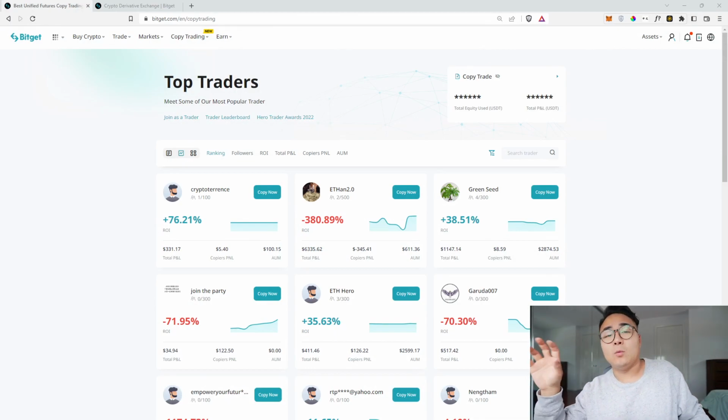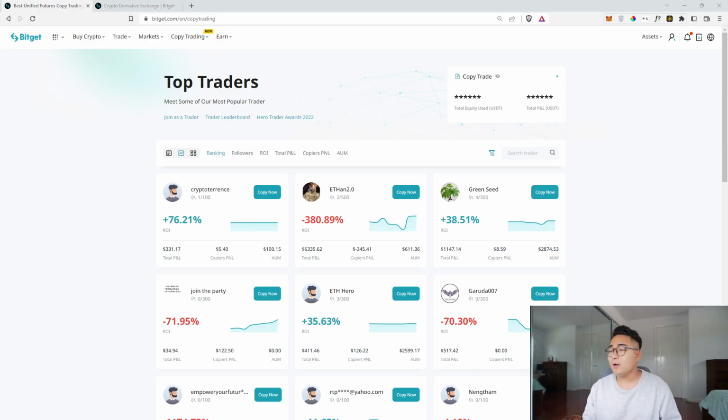So Bitget copy trading, the way it works is that there's a bunch of geniuses that sign up with Bitget. Bitget filters through them and says, hey, you're good enough. Come and trade for us, and then they trade using their own money. And what we do is we merely copy them. We let a computer copy their trades exactly the same.